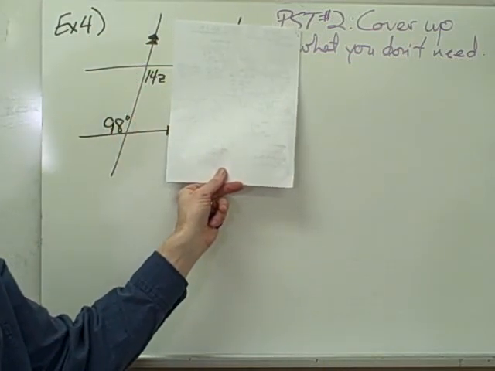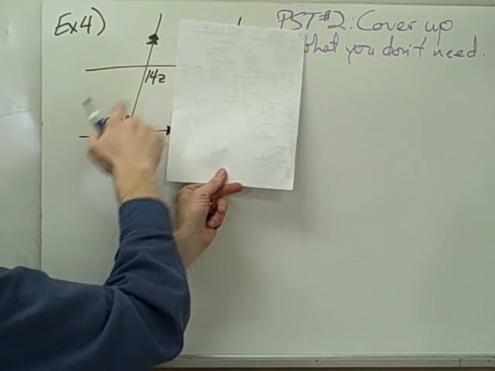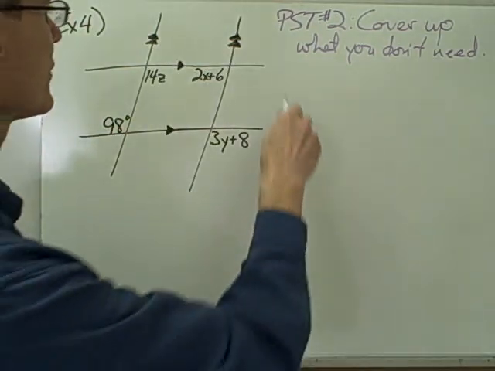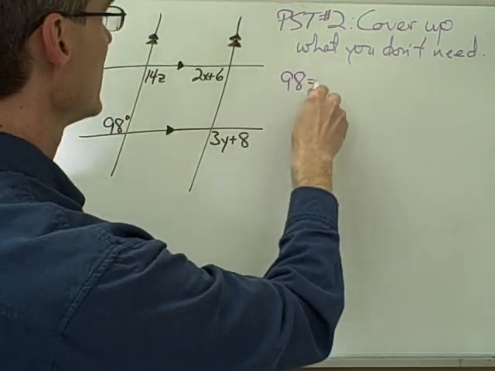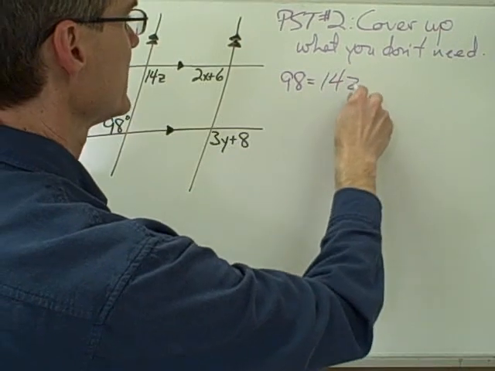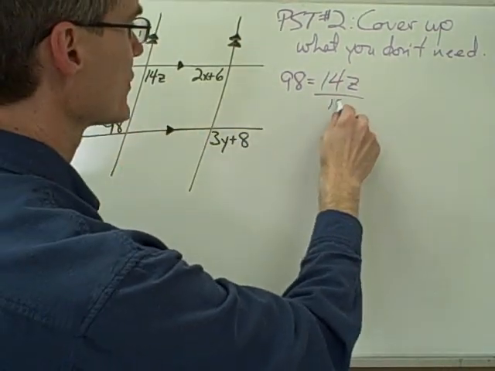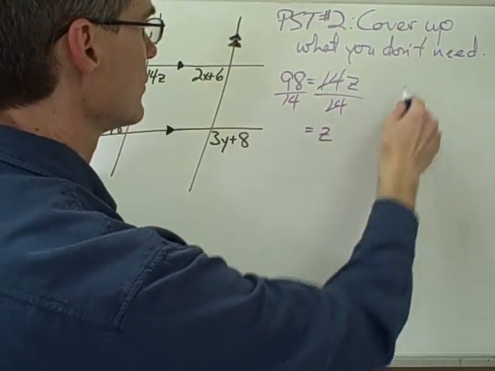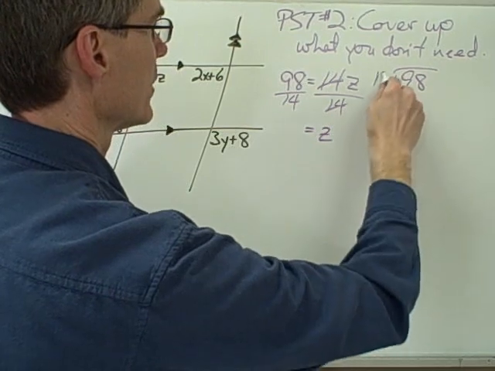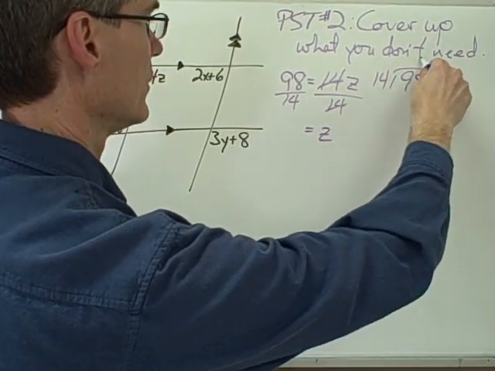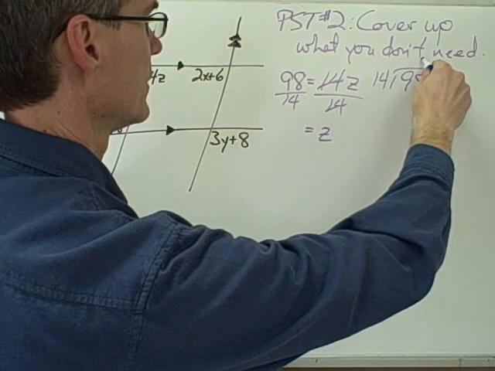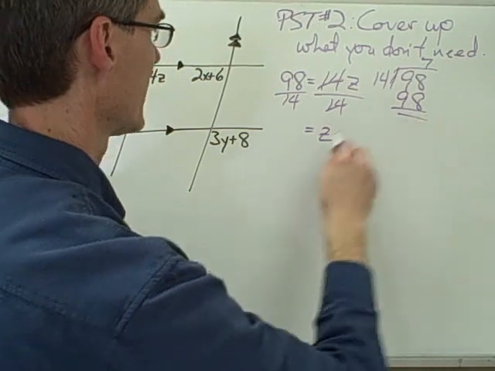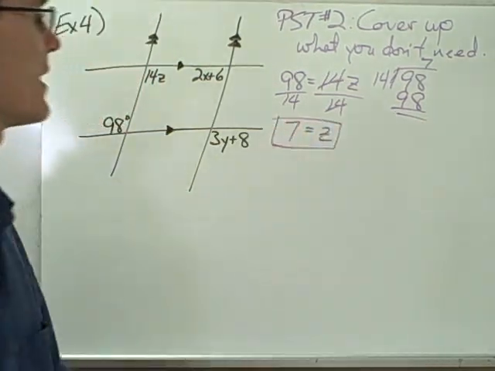So I know from my alternate interior angle theorem that if two parallel lines are cut by a transversal, alternate interior angles are congruent. So I can just set those values equal to each other. 98 equals 14z, and I can solve for z. 98 divided by 14, what's that? 7 times 8 is 56, 7 times 9 is 63... 98 divided by 14 is 7. So z equals 7.